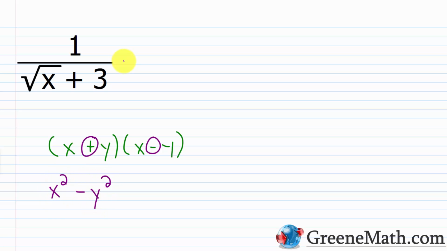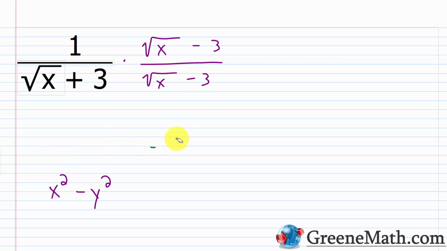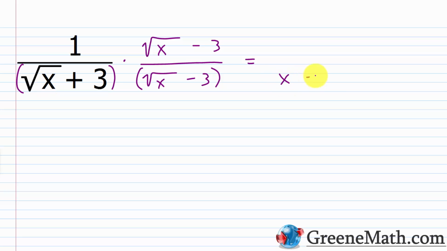So what's going to happen is I'm going to multiply this by the square root of x minus 3 over the square root of x minus 3. In my denominator, I now have the product of conjugates. It's the same two terms, square root of x and square root of x, 3 and 3, but different signs. So the middle two terms are going to drop out. They'll cancel, and you'll be left with the first term squared, square root of x squared is x, minus the last term squared, 3 squared is 9.